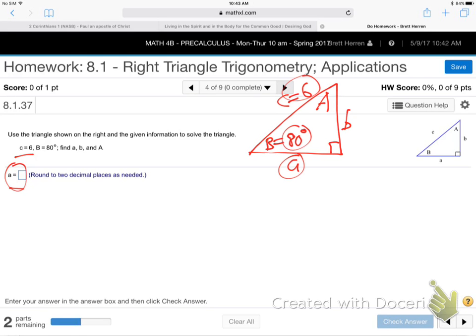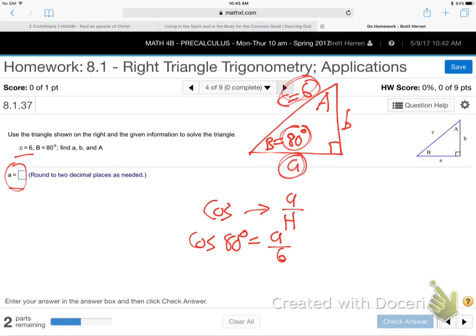If you're looking at 80, the A is his adjacent side. The B would be his opposite side. The little a is the side next to the 80. That's the adjacent side. And the 6 is the hypotenuse. So what trig relationship involves adjacent over hypotenuse? Cosine is adjacent over hypotenuse. So you want the cosine of 80 degrees to be little a over 6. Does that make sense where we want to start?